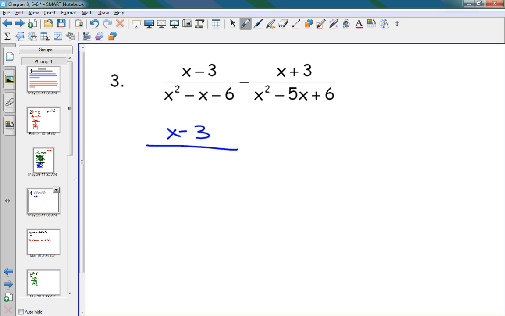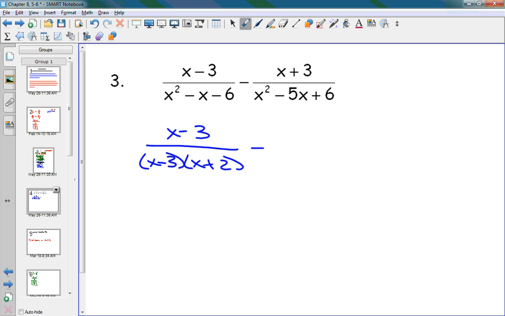x minus 3 all over. What does x squared minus x minus 6 turn into? Tell me what to write. Don't tell me x and x. What do you say? How do I put that in 2 binomials? Parentheses x minus 3, and then parentheses and another one, x plus 2.